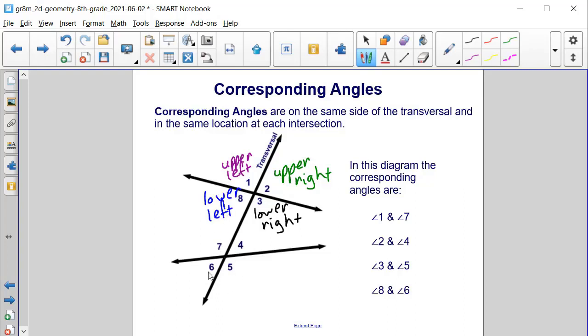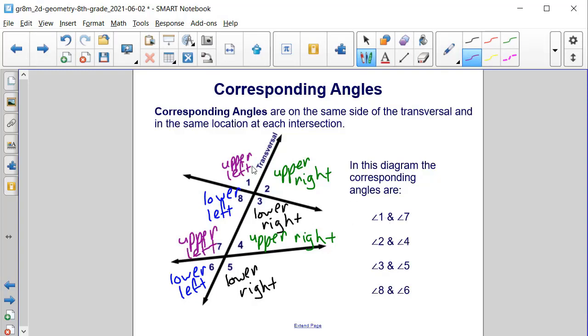And now if we look at angles 4 to 7, we can label them in the same way. Angle 6 is in the lower left. Angle 5 is in the lower right. Angle 4 is in the upper right. And angle 7 is in the upper left position.